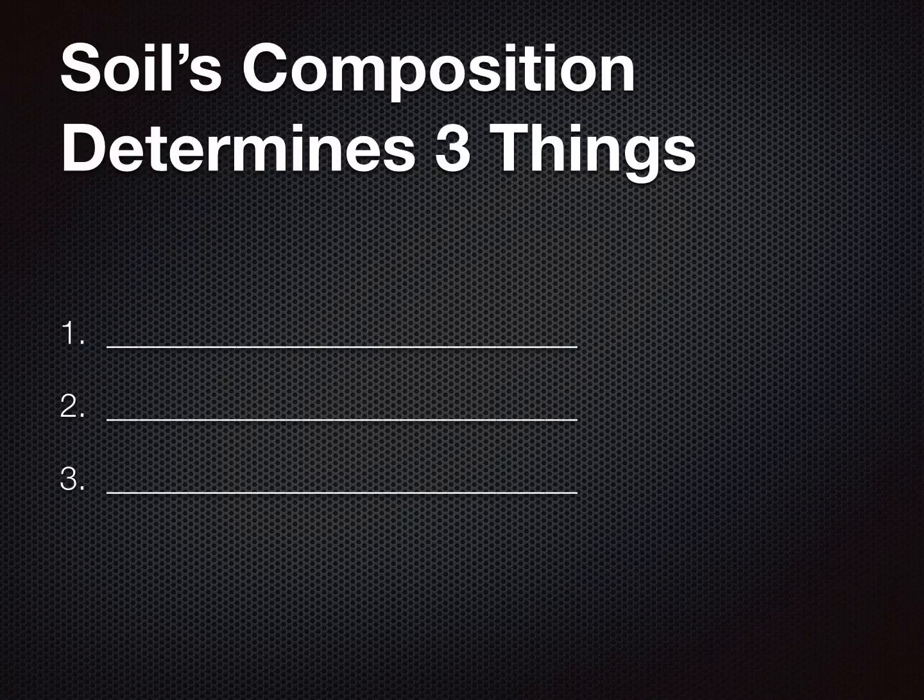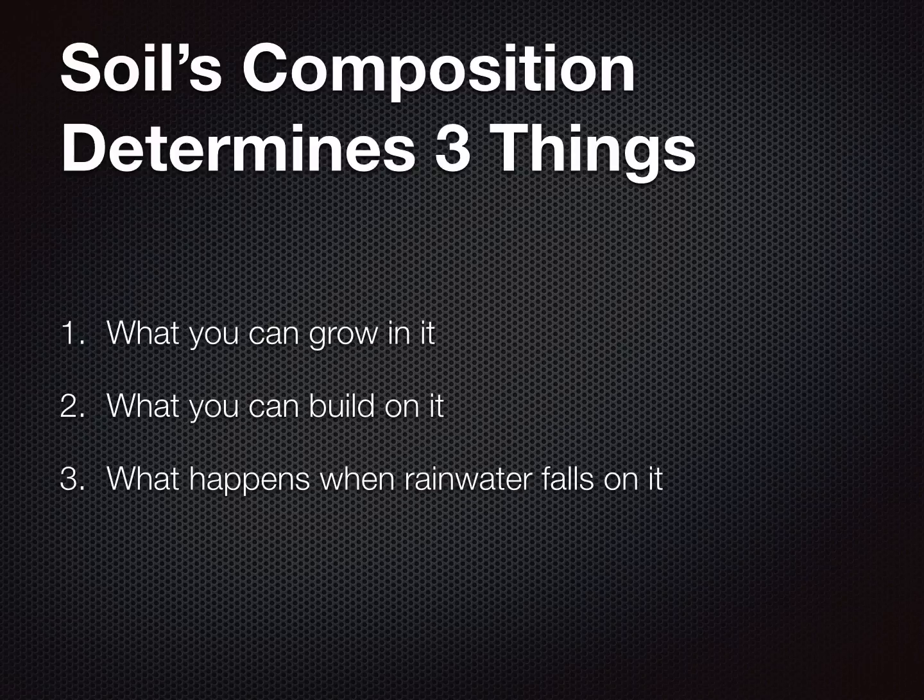What soil is made of will determine 3 big things. Those 3 things, as you're going to write these in your notes: the first one is what you can grow in it. Meaning, can you grow crops there? Can big trees grow there? Can shrubs grow there? Can plants not grow there? It depends on the composition. The second is what you can build on it. Meaning, can you build big skyscrapers and cities, or can you only build little 1-story huts or teepees?